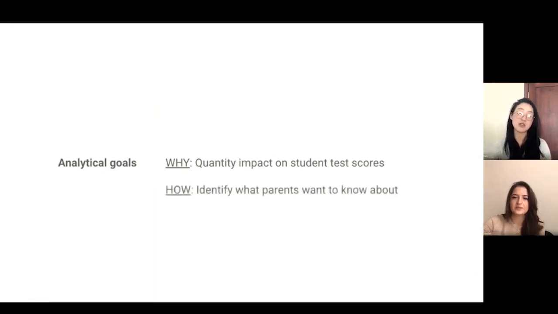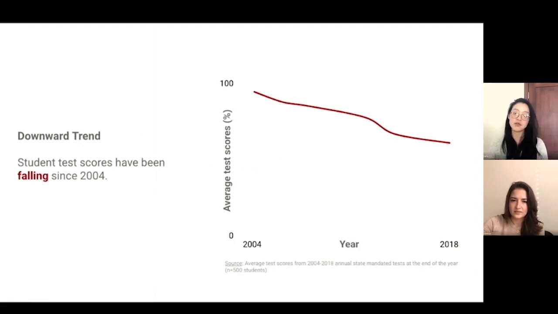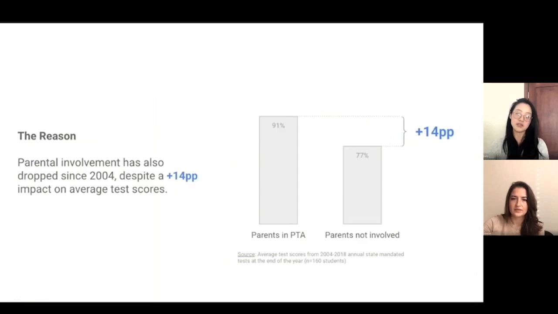And then we looked into the how. So once we decided we're going to create the app, what are parents interested in? What do they want to learn more about? So if we dig into the why first, this is what we found. We found that there was a downward trend where students' test scores have been falling since 2004. And that's a problem. And the reason is because parental involvement also drops in 2004. Despite there being a 14 percentage point increase if there are parents involved versus when parents are not involved.